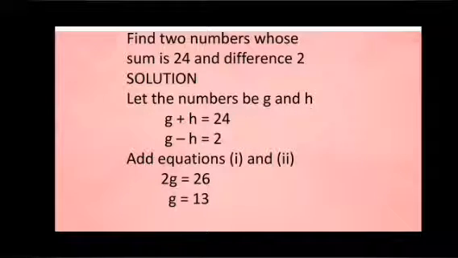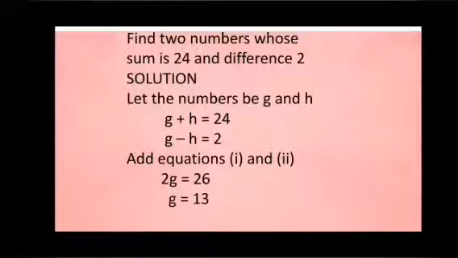We take a word problem now. Find two numbers whose sum is 24 and difference 2. We are going to assign letters to these two numbers. So I'm assigning G and H. So G plus H is equal to 24. G minus H is equal to 2.